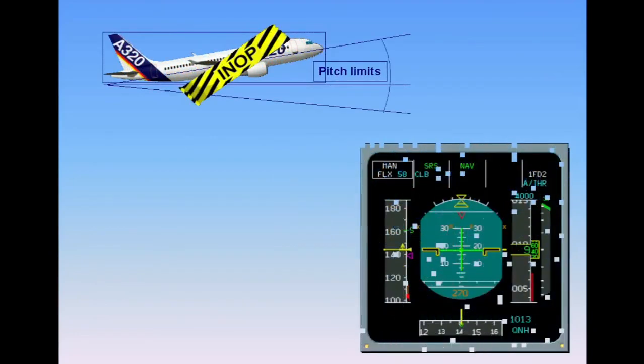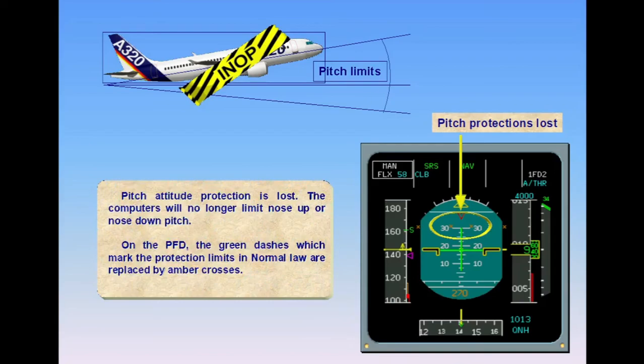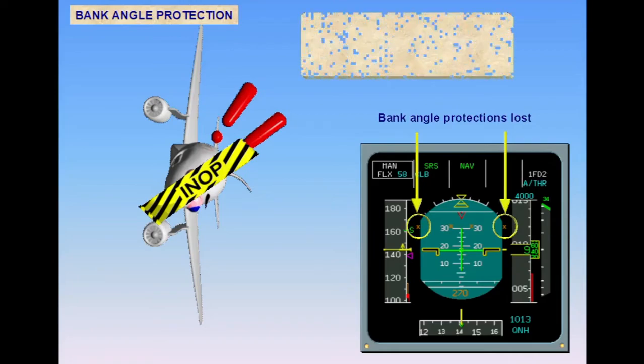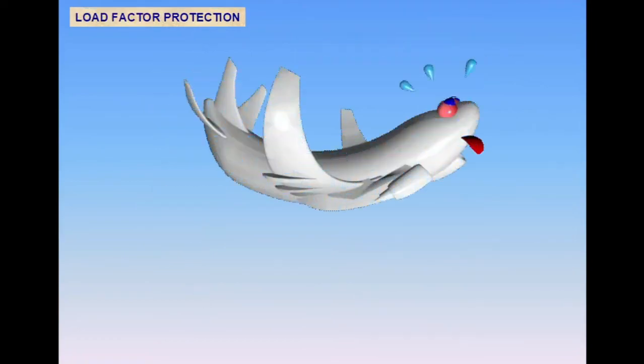Pitch attitude protection is lost. The computers will no longer limit nose up or nose down pitch. On the PFD, the green dashes which mark the protection limits in normal law are replaced by amber crosses. Bank angle protection is lost. On the PFD, the green dashes are replaced by amber crosses. Load factor protection is still present. The G load limits remain the same.